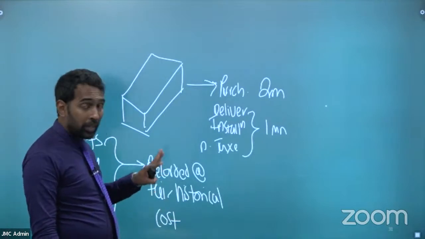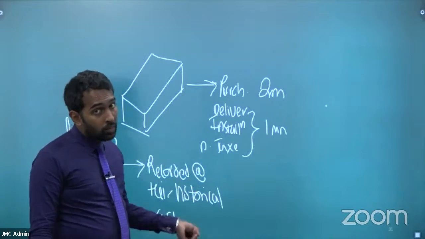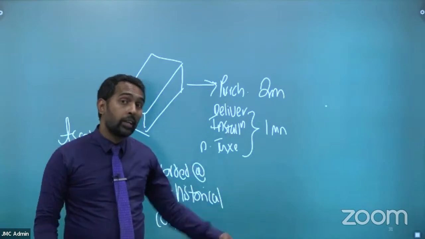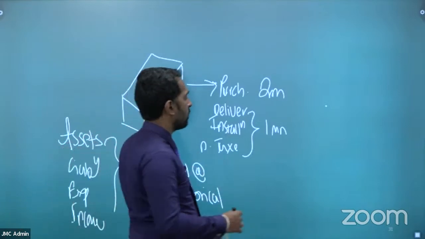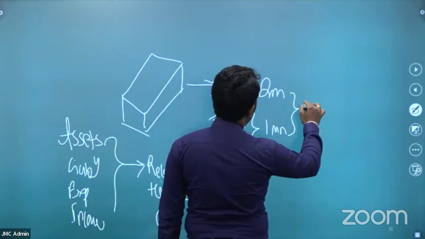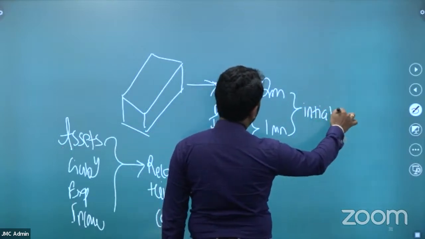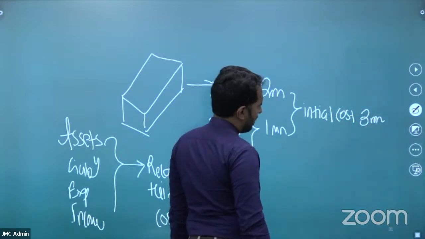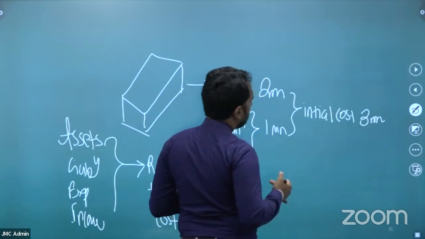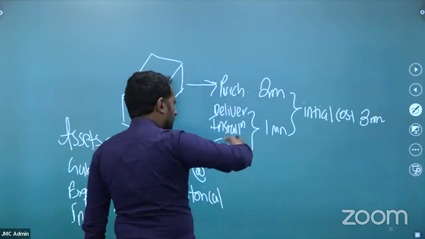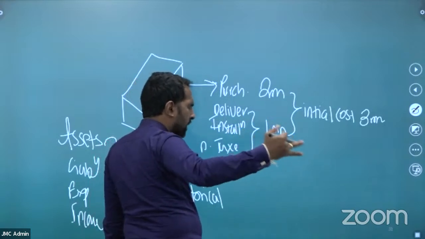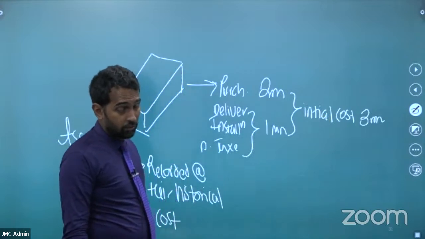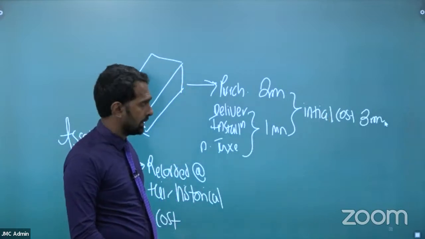Now, these are also capital costs. Without delivering the machine here, I can't use it. Without installing, I can't use it. Without paying the direct taxes, I can't get the machine. So these are also part of my cost. My initial cost came to 3 million. On the day I acquired the machine, the purchase cost and other direct capital expenditures together make the cost of the machine 3 million. So that is my starting historical cost.